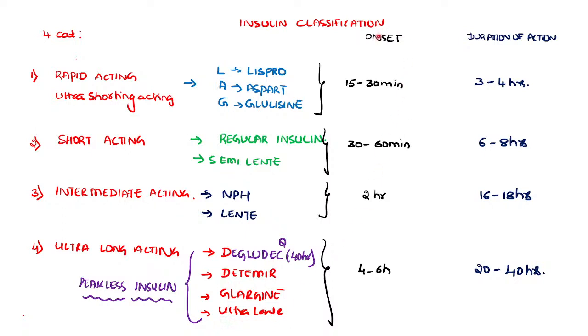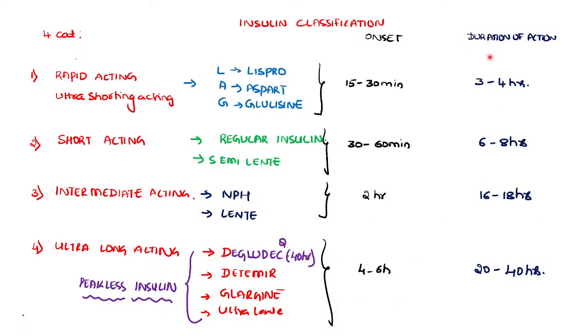So the onset of action of rapid acting will be around 15 to 30. How to remember this? Just double the minutes. Rapid acting preparations have 15 to 30 minutes. The double of it will be 30 to 60 minutes under short acting. If you double the 60 minutes, meaning 1 hour, you will get 2 hours for intermediate acting. If you double 2 hours, you will get 4 to 6 hours. So very easy to remember: 15 to 30, 30 to 60, 2 hours, and 4 to 6 hours.